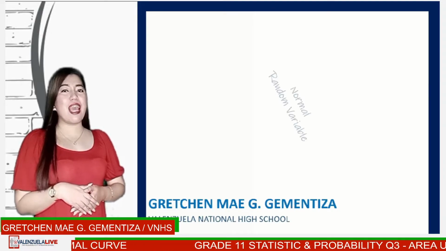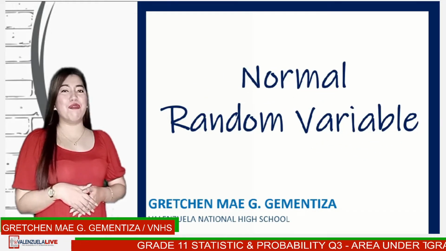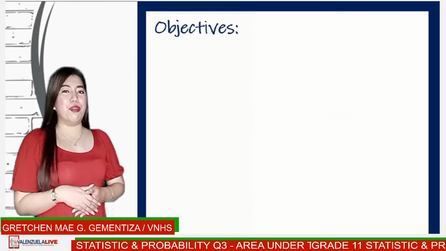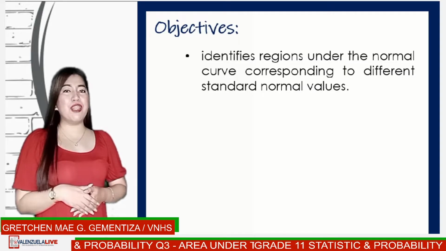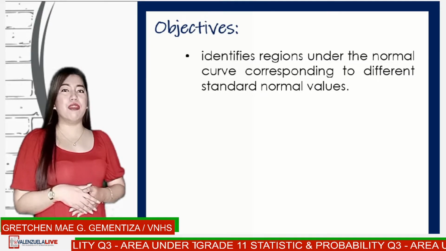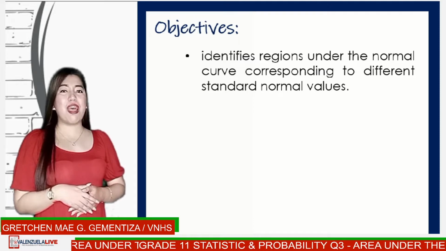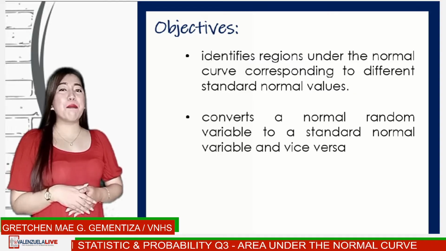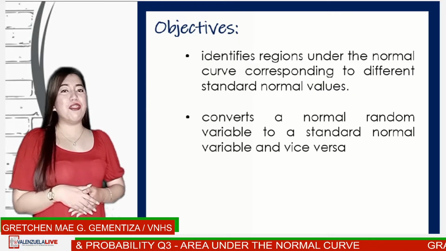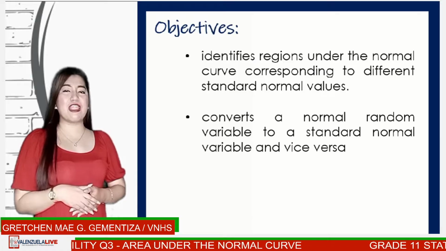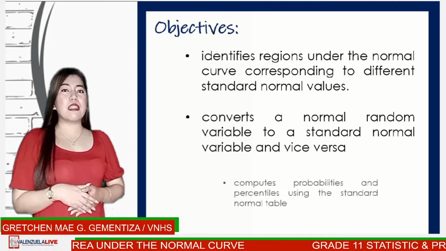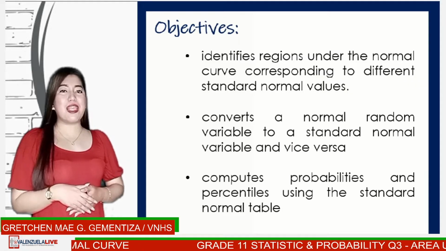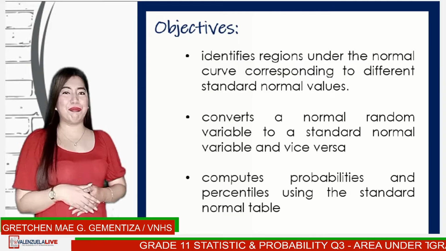Our topic for today is about normal random variable. In this lesson, you will learn to first, identify regions under the normal curve corresponding to different standard normal values. Next, convert a normal random variable into a standard normal variable, and vice versa. And last, compute probabilities and percentiles using the standard normal table.